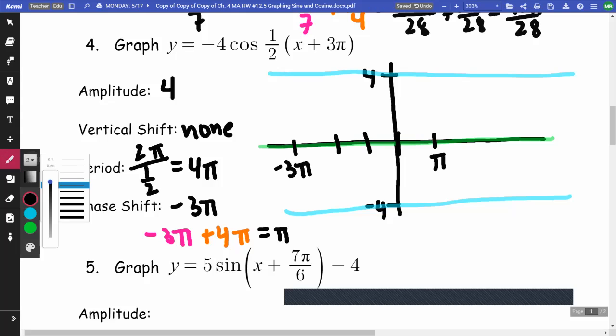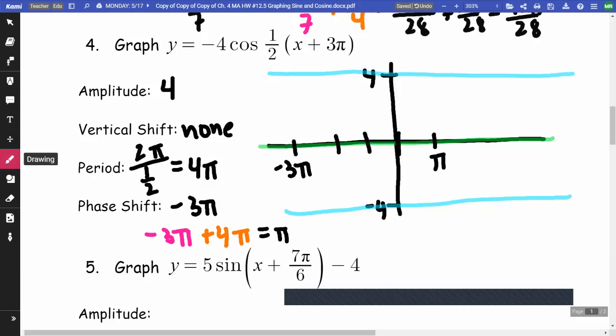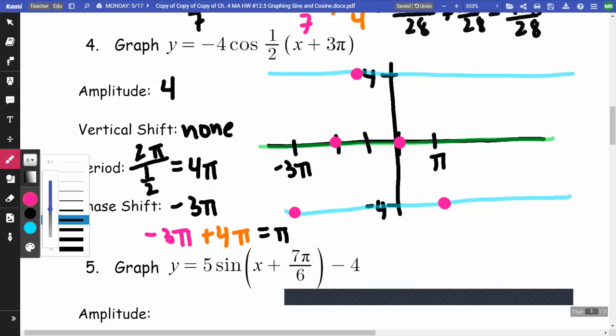And then we're going to plot it. I am dealing with a negative cosine. So cosine is either high to high or low to low. Because this is negative, it's going to be low to low. Halfway in between is going to be a high, and halfway in between that is going to be a 0 and a 0. And that's my graph.